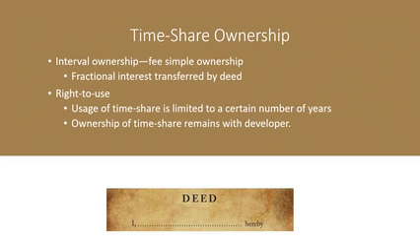Timeshare ownership would be either interval ownership or right to use. Interval ownership is fee simple ownership. Fractional interest is transferred by deed. Right to use, that's the usage of a timeshare being limited to a certain number of years. The ownership of the timeshare remains with the developer when that time is up.